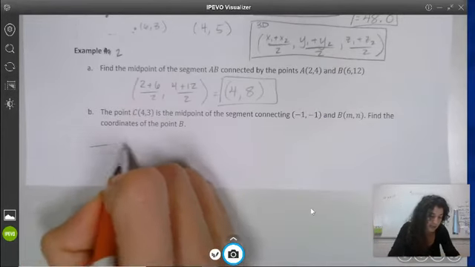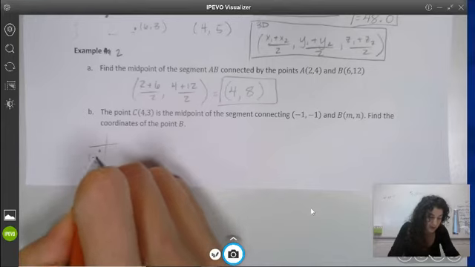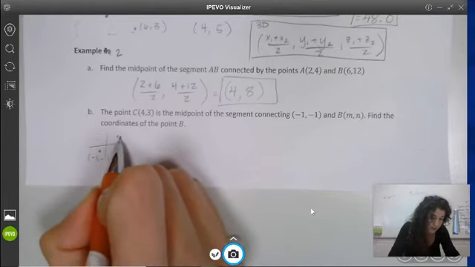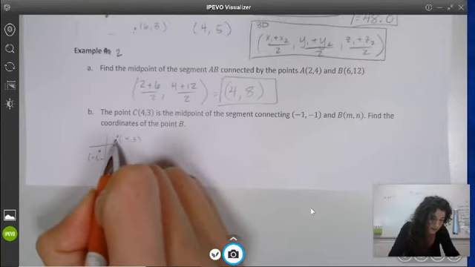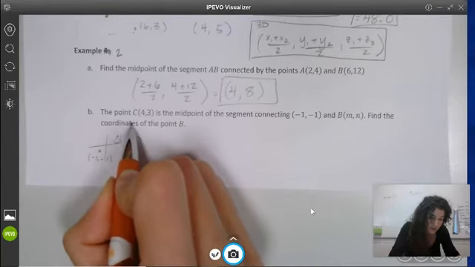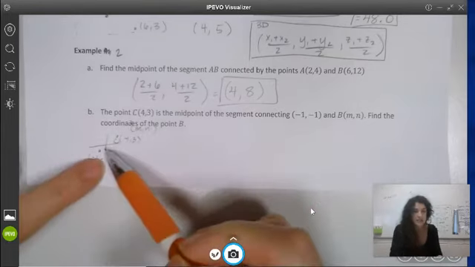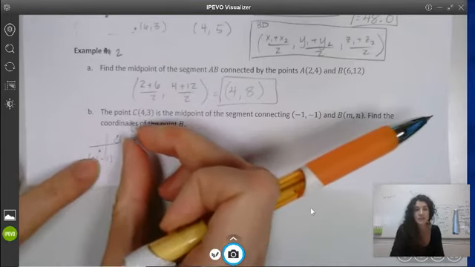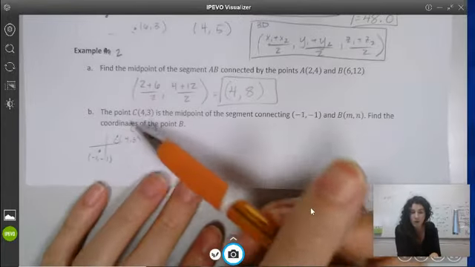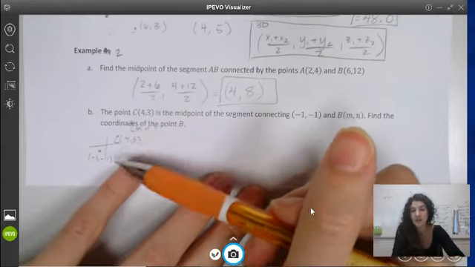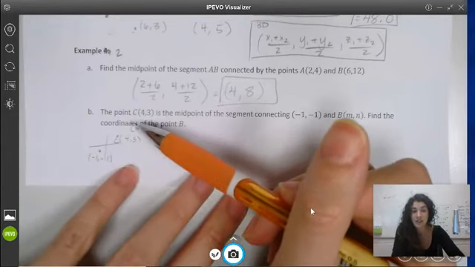The point C is the midpoint of the segment connecting this point and this point. So if we have a point that's (-1, -1), and we've got a point C that's (4, 3), and it's the midpoint, we can even visualize that this would be the point (m, n), that we're continuing it out, that this distance is equal to this distance. If you ever want to, drawing a picture is a great way to visualize what's going on.